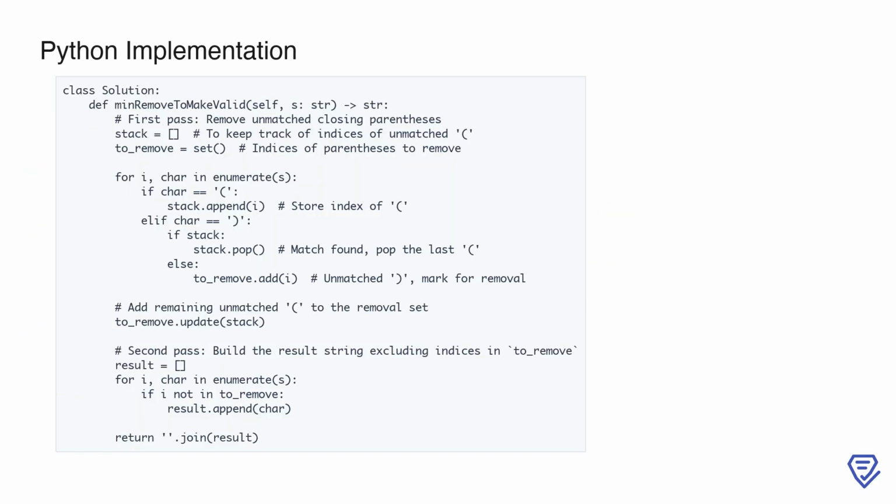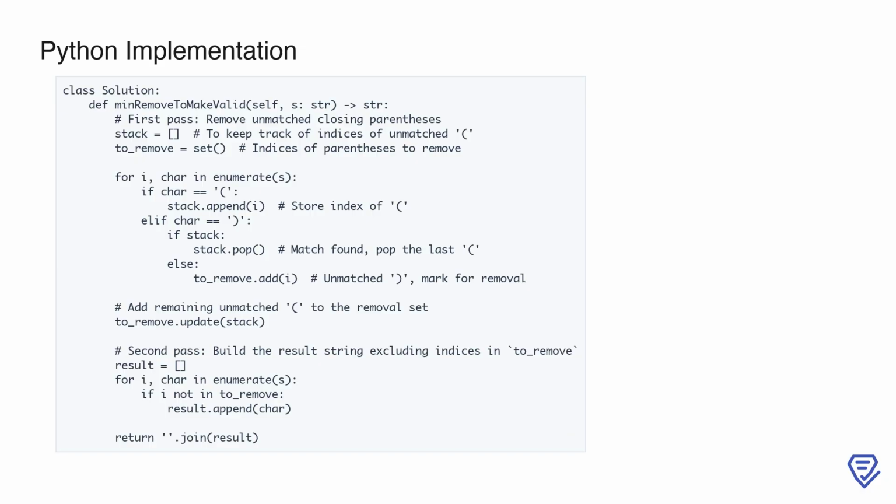The provided code solves the LeetCode problem number 1249, Minimum Remove to Make Valid Parentheses, using a two-pass approach. Here's a detailed explanation. First pass, identifying invalid parentheses. 1. Stack initialization. The stack is used to track indices of unmatched opening parentheses. The to_remove set records indices of invalid parentheses, both unmatched opening and closing.